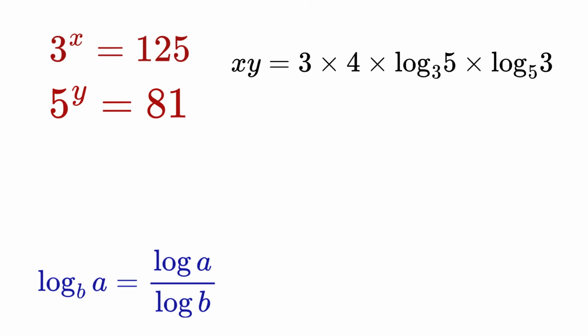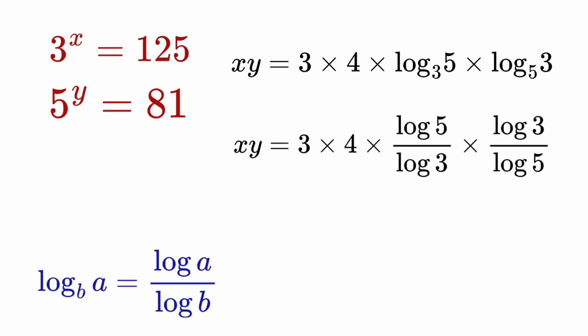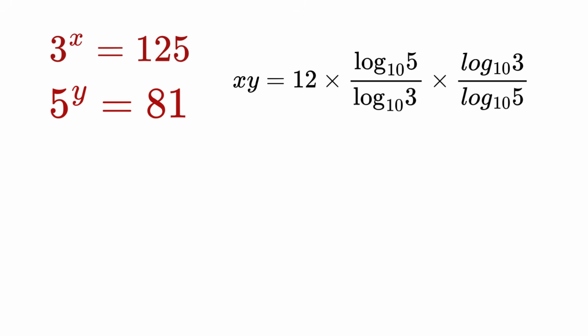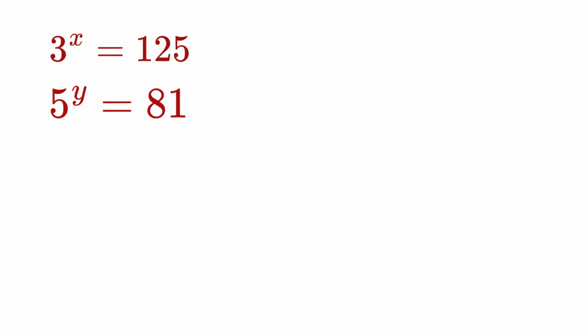Now apply the log rule: log of a base b is equal to log a by log b. So now we get xy is equal to 3 into 4 into log 5 by log 3 into log 3 by log 5. We can write this as xy is equal to 12 into log 5 base 10 by log of 3 base 10 into log of 3 base 10 by log of 5 base 10. Log of 5 base 10 and log of 5 base 10 will be cancelled out, and log of 3 base 10 and log of 3 base 10 will be cancelled out. And xy is equal to 12.